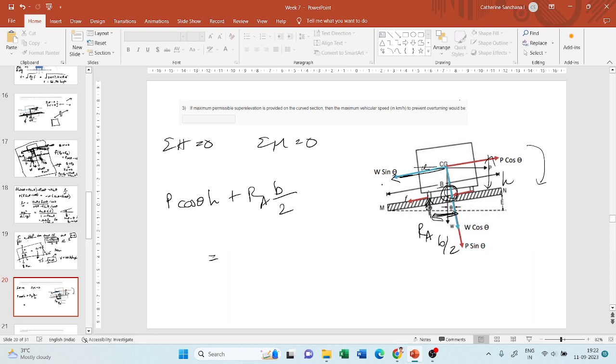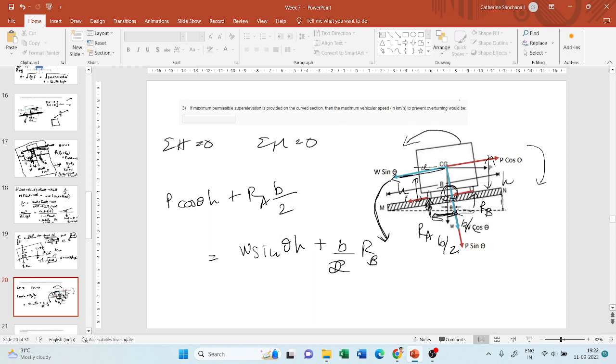you have a horizontal force here. It has a perpendicular distance of h, so it will generate a moment in the anti-clockwise direction. So I'm grouping it after the equal to sign: W sin theta into h. And plus you have one more resisting force here, RB. This will also generate an anti-clockwise moment, and the perpendicular distance to it is B by 2, so B by 2 into RB.